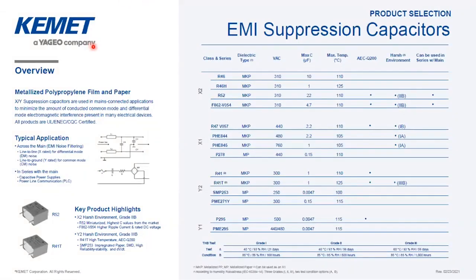This is what we have in KEMET Yageo. This table is valid for film capacitors. I really like it because in just one slide, you can have an overview of what we can offer. As you can see here, we have the different classes, X2, X1, Y2, Y1, different classes and subclasses. Here we have the different voltage levels, capacitance, the different temperature. You can see here if the component is automotive or not. And finally, here you can see if the component is suggested for harsh environments, as for example, R52, and what is the grade test we apply. Finally, you can see if the part can be used in series with mains for capacitive power supply.